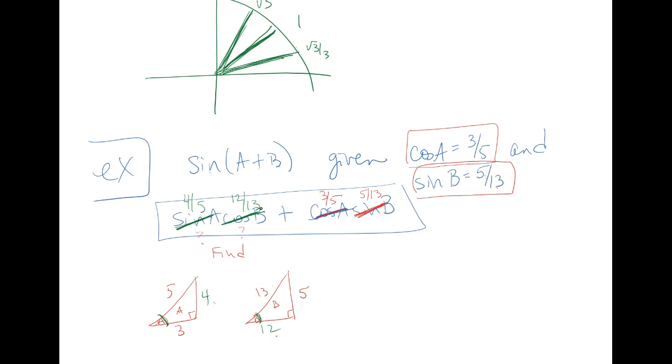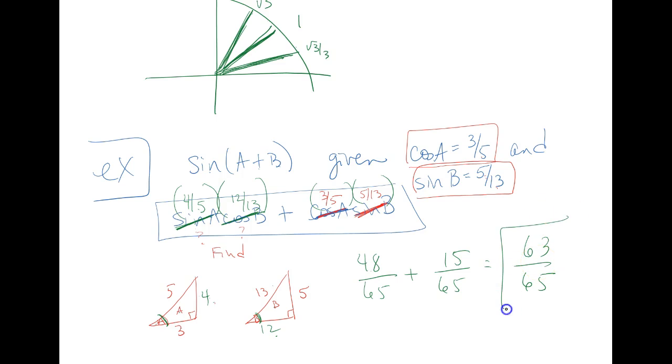And now you're ready to roll. You're just going to actually do the math of multiplying these plus multiplying these. So 4 times 12 is 48. 5 times 13 is 65, and then plus, same thing here, 15/65. They already have a common denominator, so I just need to add the numerators, and I get, I don't know, 63? Did I add that right? I think so. Okay, so 63/65, and that would be your final answer.